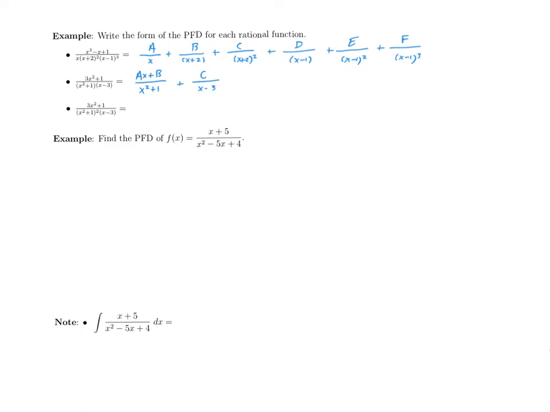Similarly, if we look at our third bullet, we will have three terms. The first term corresponding to x squared plus 1, then (x squared plus 1) squared, and one term for x minus 3.